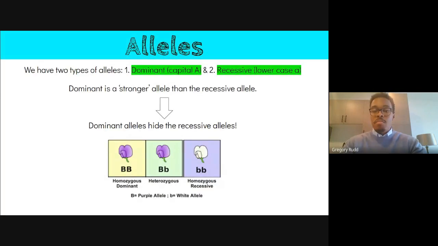So this process of genetics, we study it, but there's no way to make a perfect guarantee that this child is going to come out like this. We just say it's more likely that the child will have these traits.